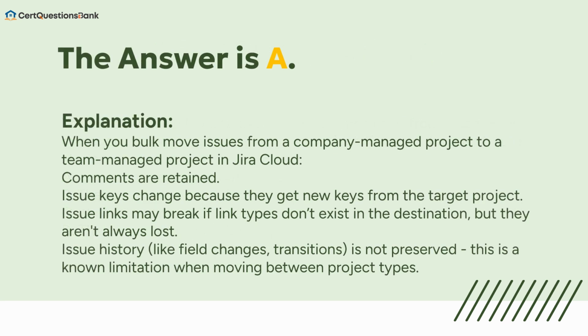The answer is A. When you bulk move issues from a company-managed project to a team-managed project in Jira Cloud, comments are retained. Issue keys change because they get new keys from the target project. Issue links may break if link types don't exist in the destination, but they aren't always lost. Issue history, like field changes and transitions, is not preserved. This is a known limitation when moving between project types.